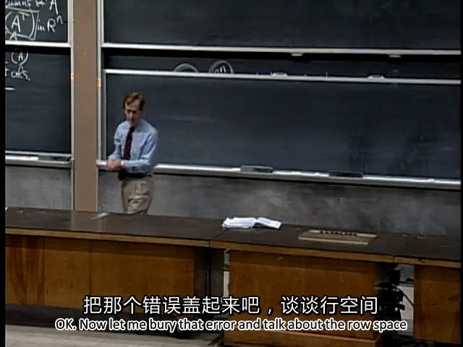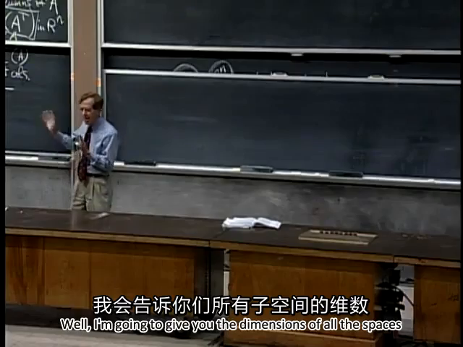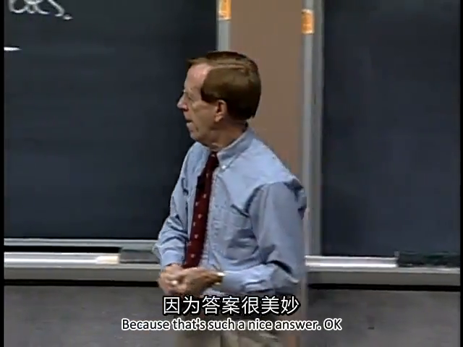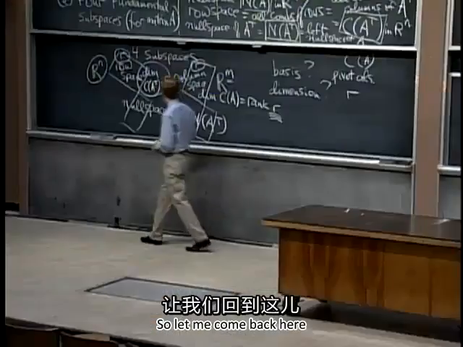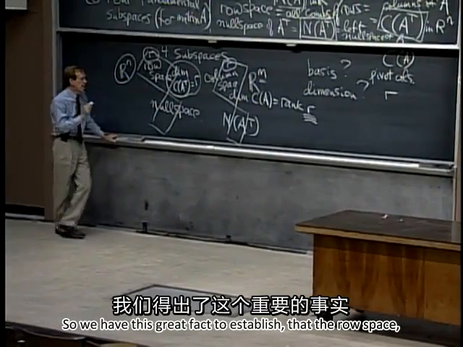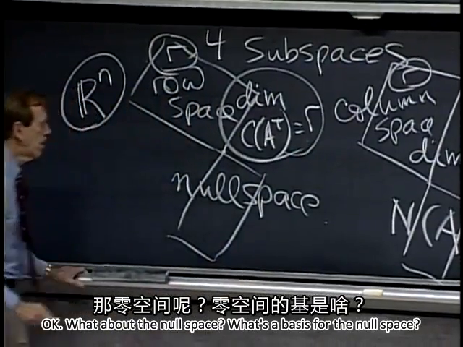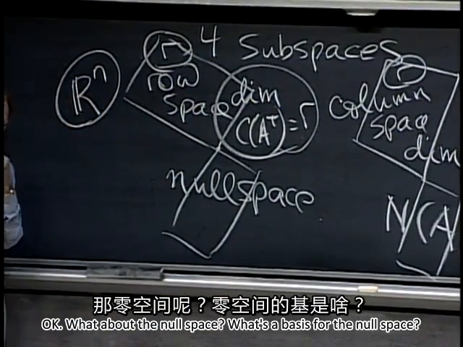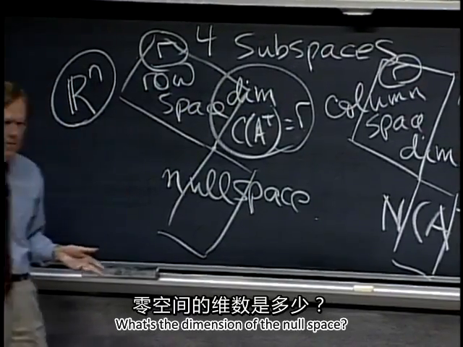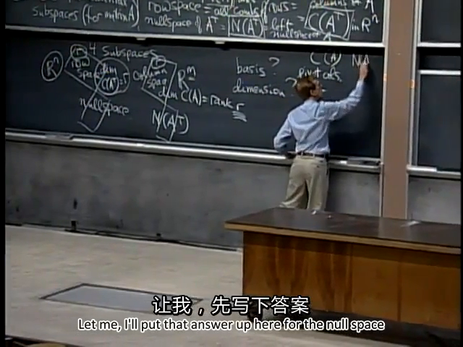Okay, now let me bury that error and talk about the row space. Well, I'm going to give you the dimensions of all the spaces, because that's such a nice answer. Okay, so let me come back here. So we have this great fact to establish that the row space, its dimension is also the rank. Okay, what about the null space? What's a basis for the null space? What's the dimension of the null space? I'll put that answer up here for the null space.